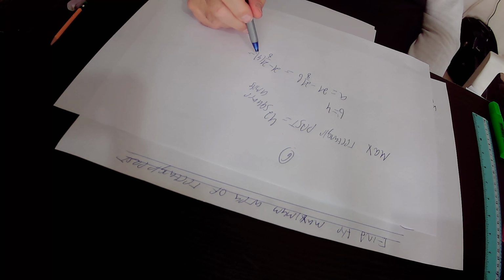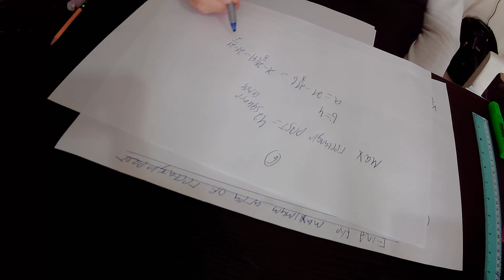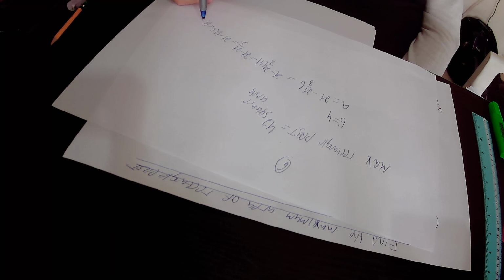Here we divide both the numerator and the denominator by 4, so we have 21, and in the numerator we are left with minus 21 after dividing by 4. In the denominator we have 8 over 4 is 2. So in total the length A equals 21 minus 21 over 2, which is minus 10.5. 21 minus 10.5 equals 10.5.